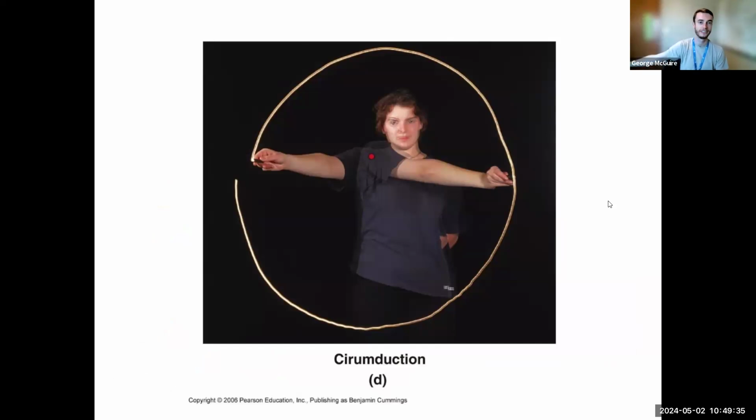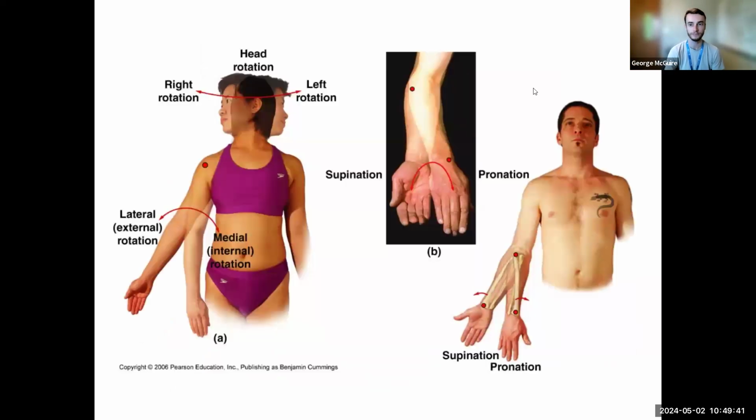Circumduction is just any kind of circular movement like that, as you see with the shoulder joint here. Okay. And then we have rotation and supination and pronation. Rotation, as I said, is where the point of contact remains stable, and then one head essentially is rotating around the other, spinning, right?